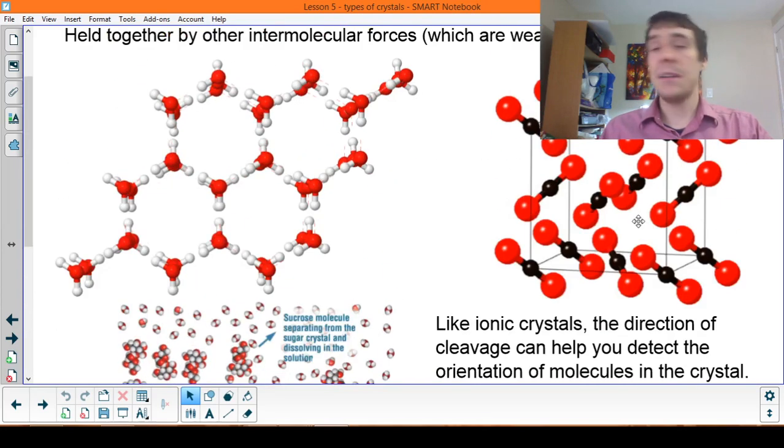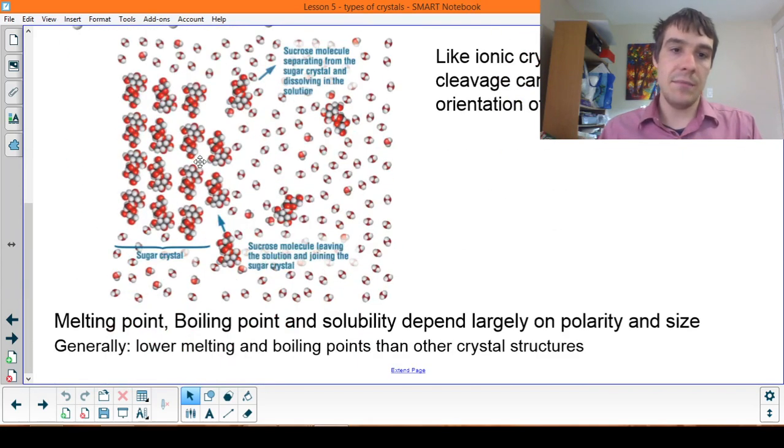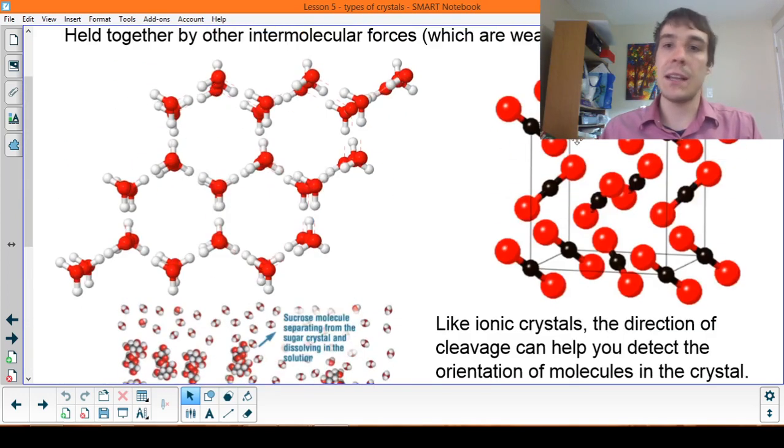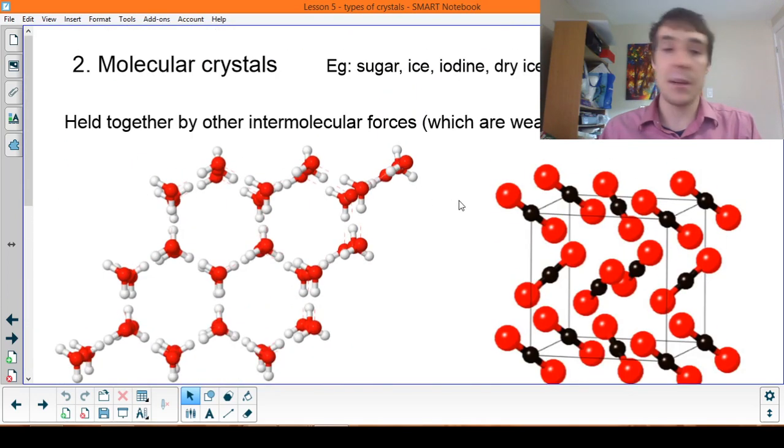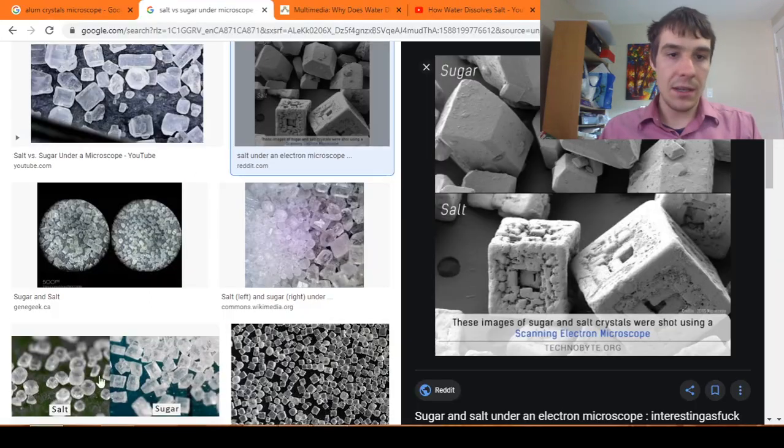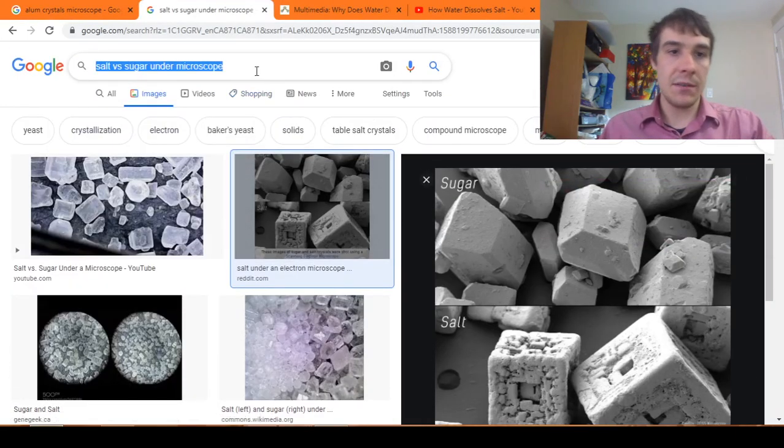Carbon dioxide, right? It turns into a gas at minus like 100 and something degrees Celsius. Meanwhile, sugar stays solid at room temperature. It's really, really highly dependent on what kind of bonds we're talking about here. That's molecular crystals. Maybe one fun one is iodine crystals.